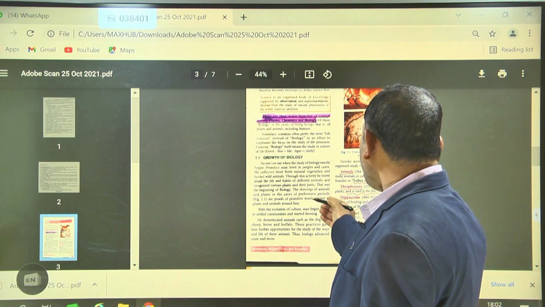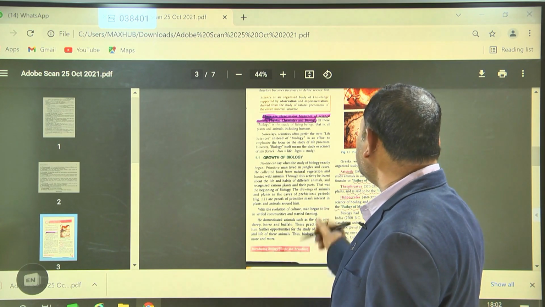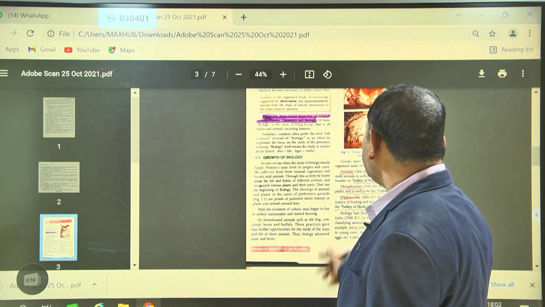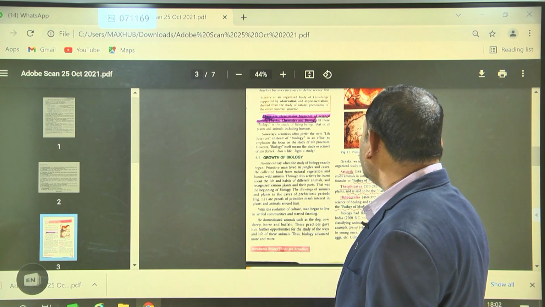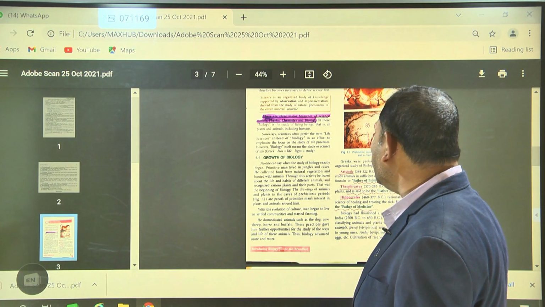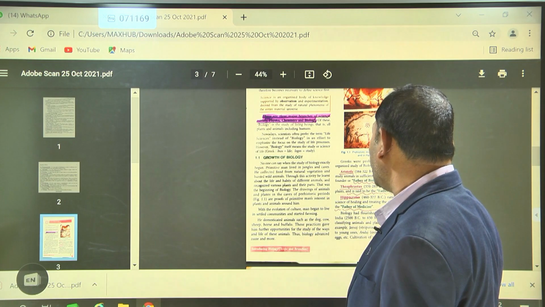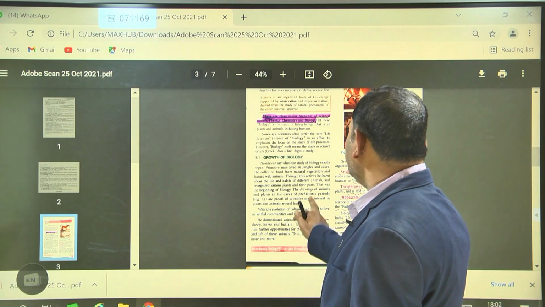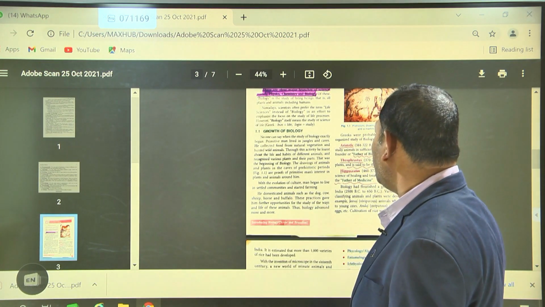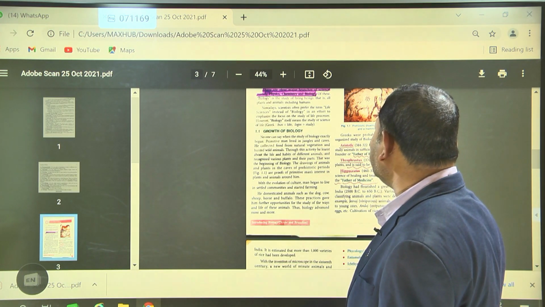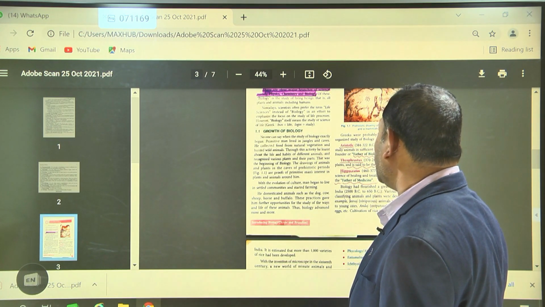Next, the drawings of animals and plants in the caves of the prehistoric period are the fruits of primitive man's interest in the plants and animals around him. With this evolution of culture, man began to live in settled communities and started farming.